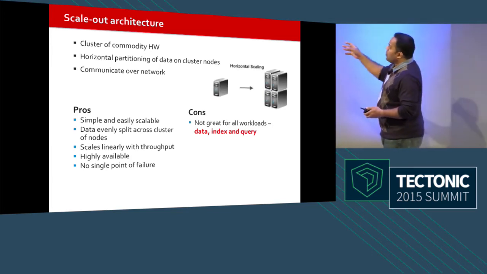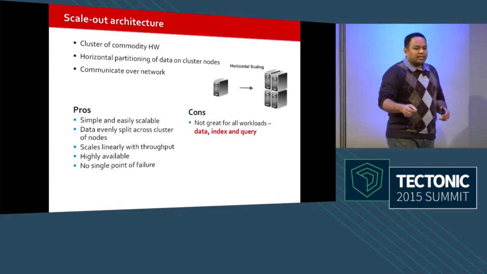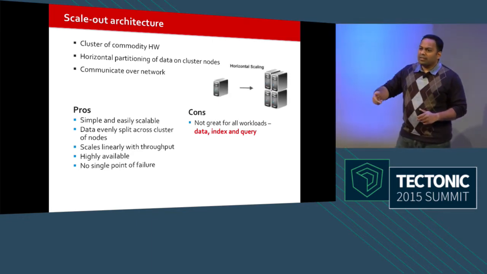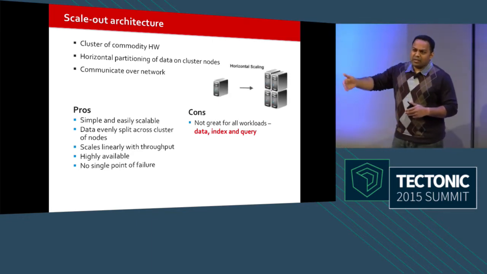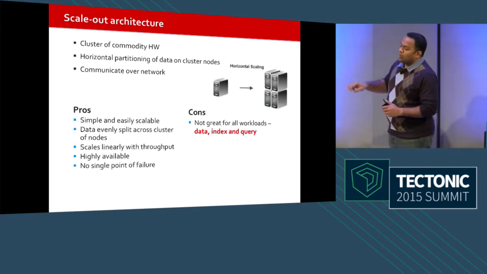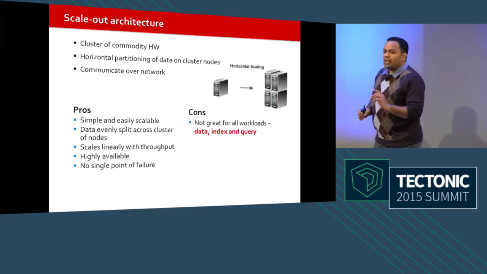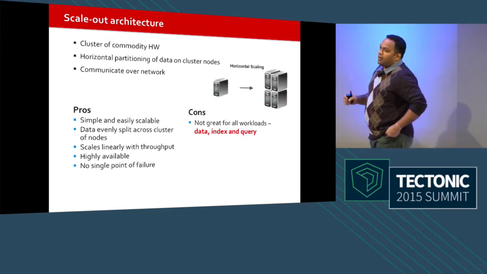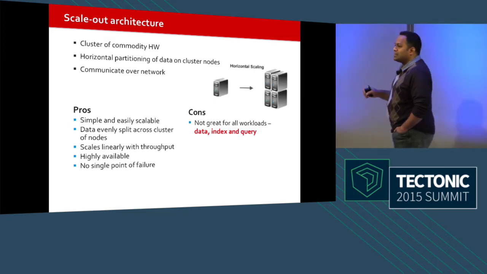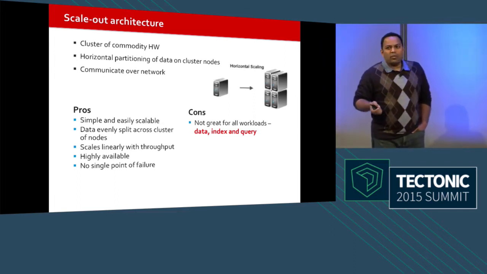If you have a data workload, the scale-out architecture is an awesome fit for that, because as you add more commodity hardware, its storage is increasing, its RAM is increasing, so it scales out along with that. But the other workloads, which are query and index workloads, on the other hand, don't fit well with the scale-out architecture. And so far, all the databases have had this challenge: how do you scale your index and query workload?